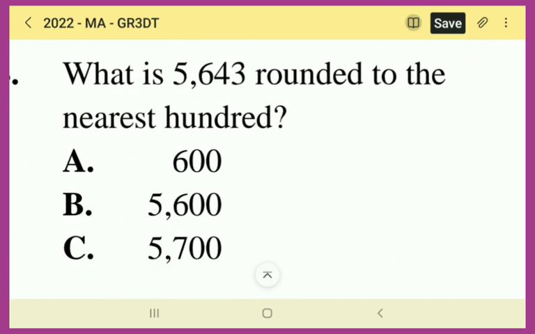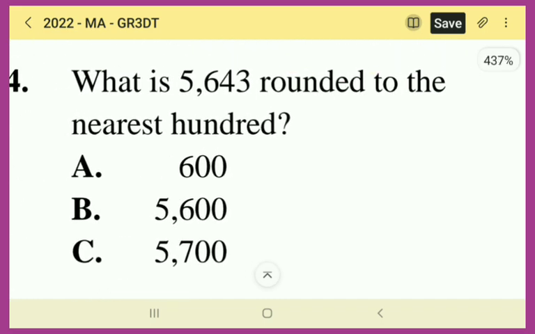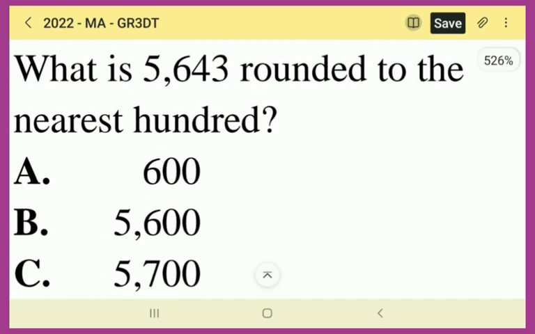Number 14. What is 5,643 rounded to the nearest 100? Now when you think of this, remember always 5. 5 is a hallmark. So if it's going to be to the nearest 10, if it's 5 and more, you're moving up to the next number. If it's less than 5, it remains at the lower number. Same thing for 100, you're looking at 50. So if it's 50 and more, then you're going up. If it's less than 50, down.